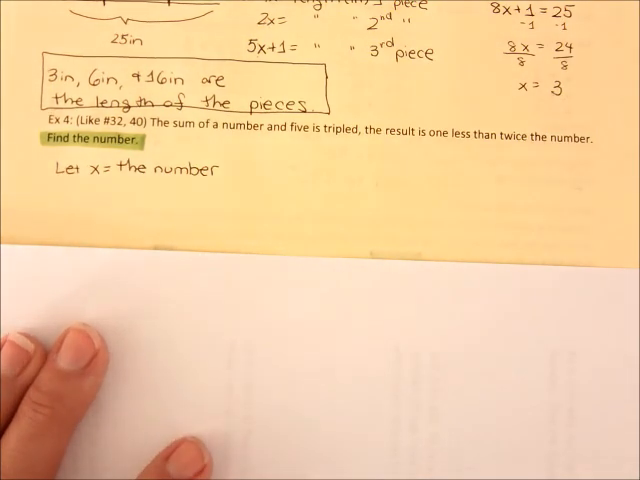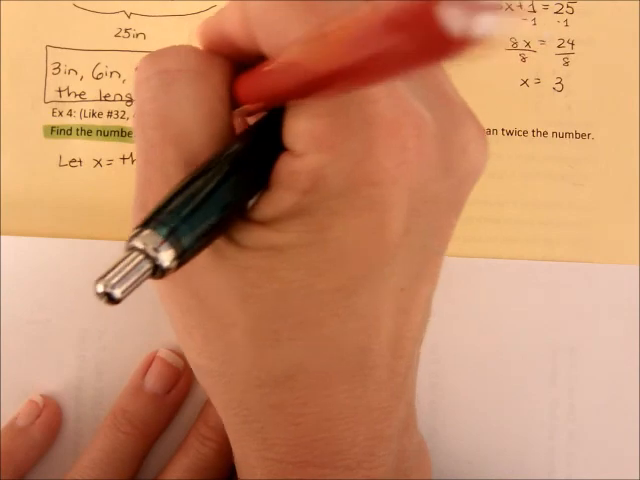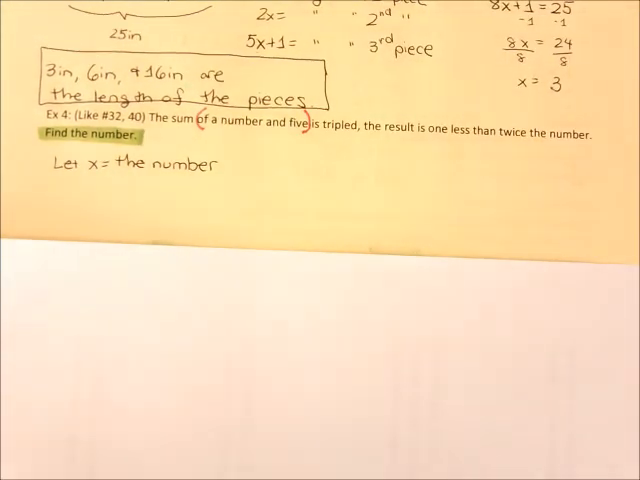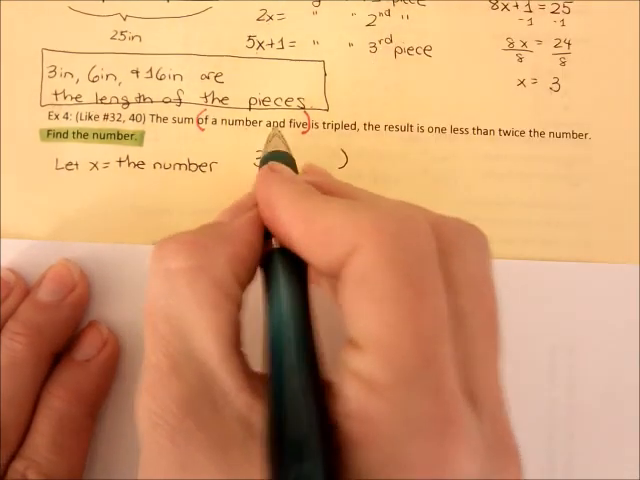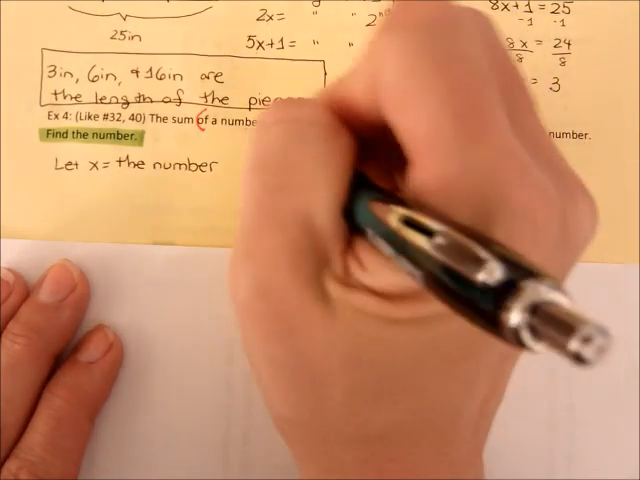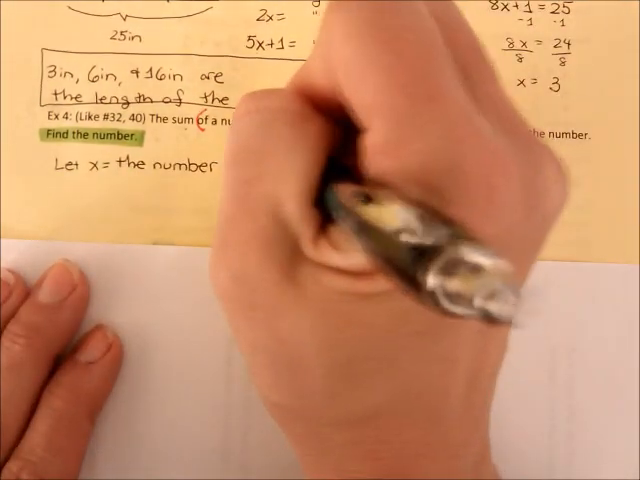It says the sum. What do I always have you put around the sum? Parentheses. So do sum of a number and 5 is tripled. What does tripled mean? Times 3. So that sum is tripled, so we do 3 times that sum. Number and 5. What goes inside number and 5? X plus 5. Sum. 5 plus x or x plus 5.